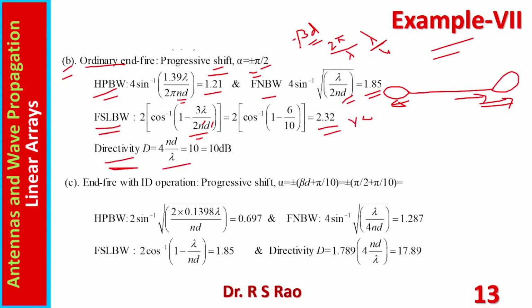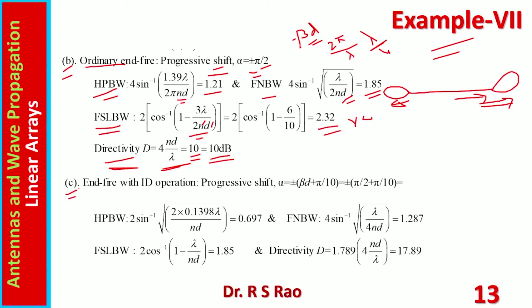Directivity is given by this formula 4 nd by lambda. Substitution gives us D as 10 in absolute value. In terms of dB, applying 10 log to 10 gives us 10. Therefore, 10 is equal to 10 dB.